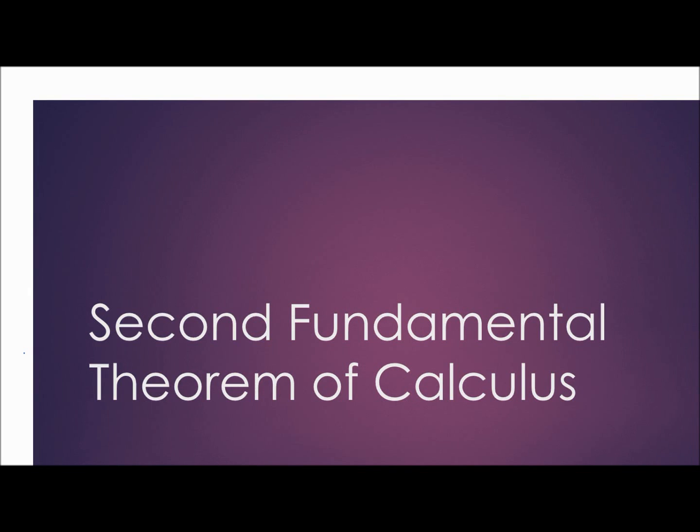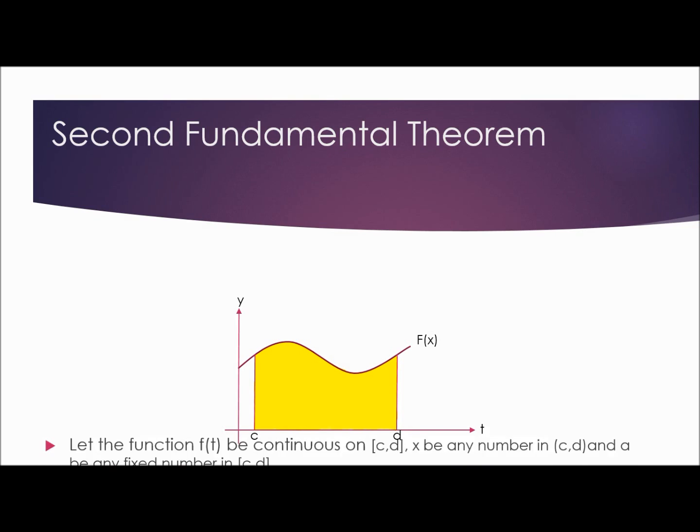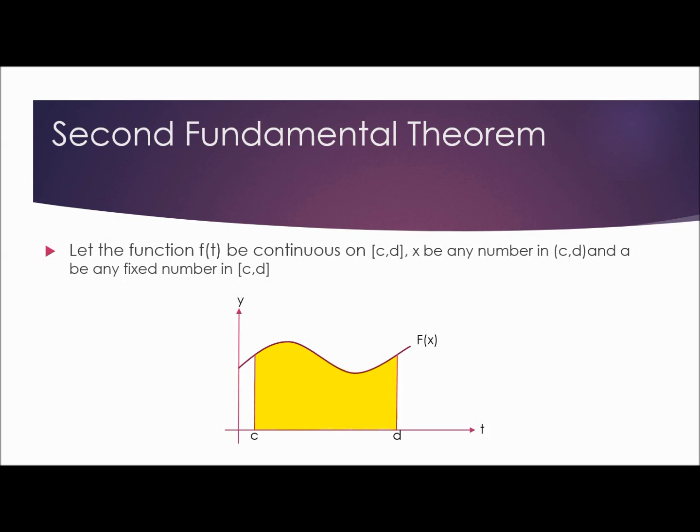Second fundamental theorem of calculus. Let the function f(t) be continuous on [c, d], and x be any number in [c, d]. Let a be any fixed number in [c, d]. So it's the area under the curve between c and x, if x is right over here, under the curve f(t) dt.